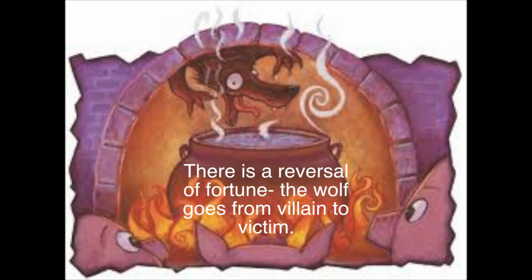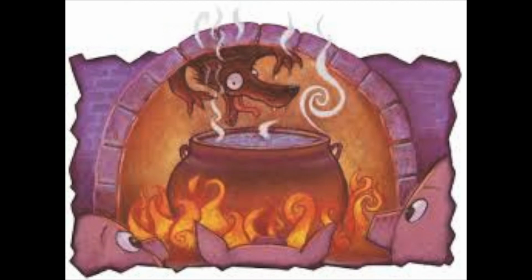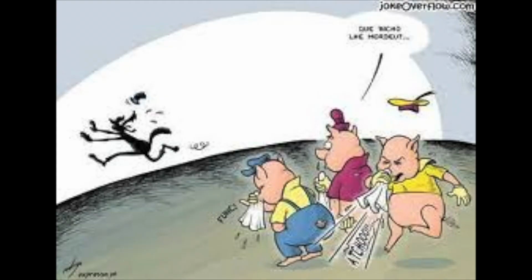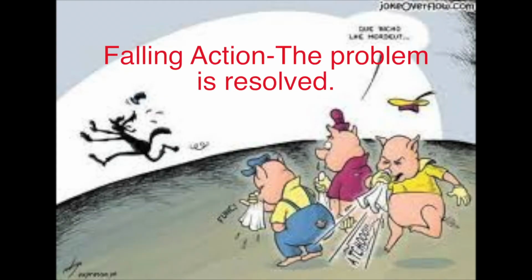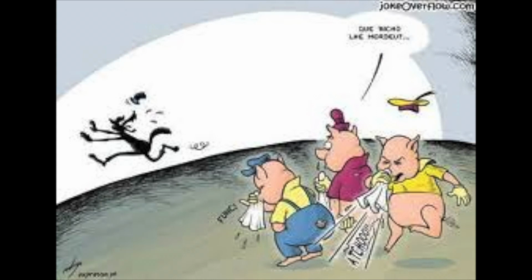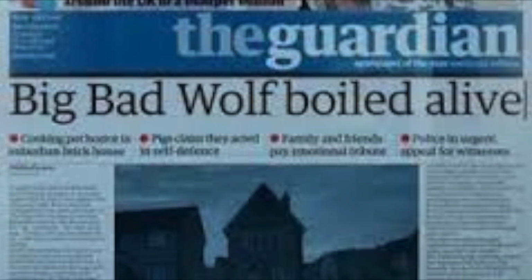As the climax is a turning point, there is often a reversal of fortune. In this case, the wolf goes from being the villain to being the victim. The falling action continues the decrease in tension as the conflict or the problem is resolved, in this version of the story, by the wolf running out the door and never being seen again. Now, there are other versions of the story which have a more catastrophic outcome for the wolf.